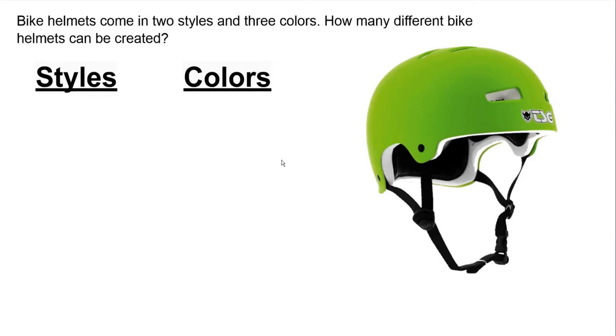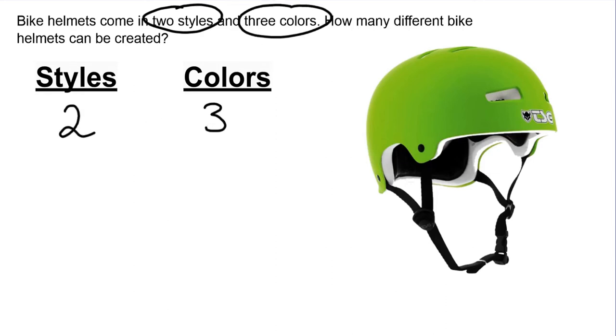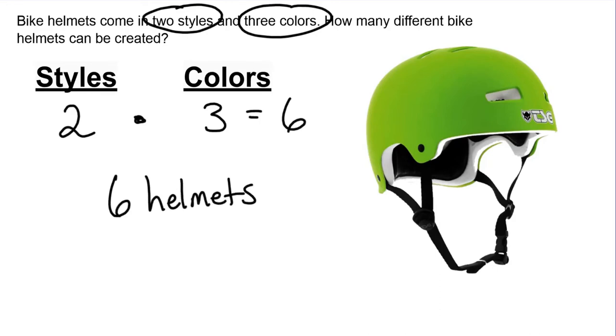Bike helmets come in 2 styles and 3 colors. How many different bike helmets could be created? Well, we just have to use our fundamental counting principle here. We see there are 2 different styles of helmets that we could have, and there are 3 colors. And how many combinations of those can we have? We just simply have to multiply those and we get 6. There are 6 possible helmets to be created with 2 styles and 3 colors.